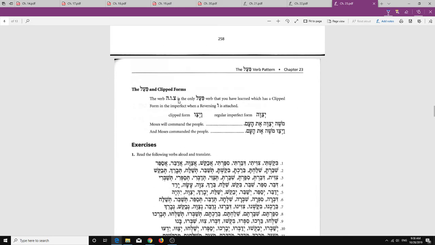Okay, last thing, and then we'll be done: our verb tsavah, because it is a third hey verb, does have a clipped form when there is a reversing vav. So here we have yetsave in the regular imperfect, then with a reversing vav it becomes vayetsav. So it's clipped, that last hey comes off. An example of that: Moshe yetsave et ha'am, Moses will command the people. Vayetsav Moshe et ha'am, and Moses commanded the people.